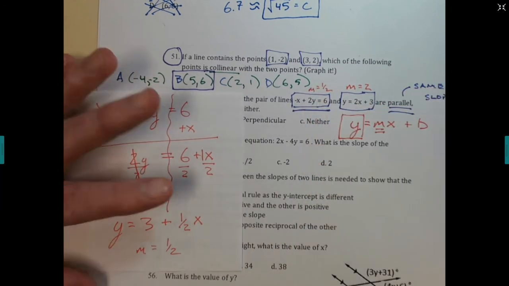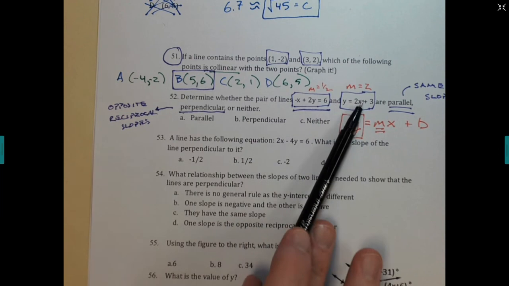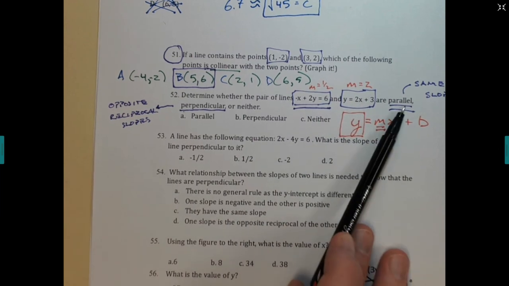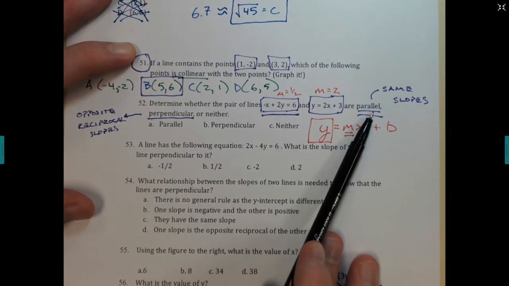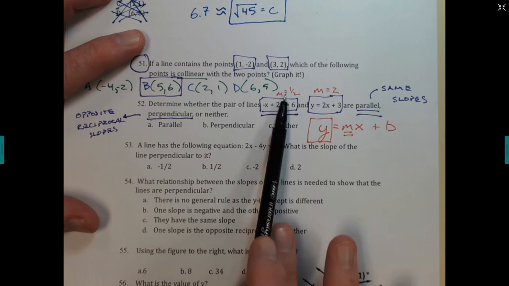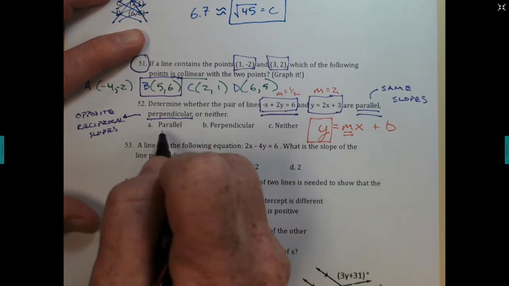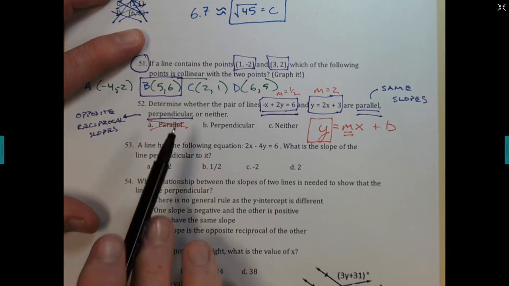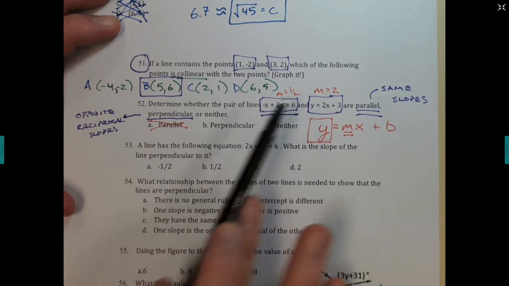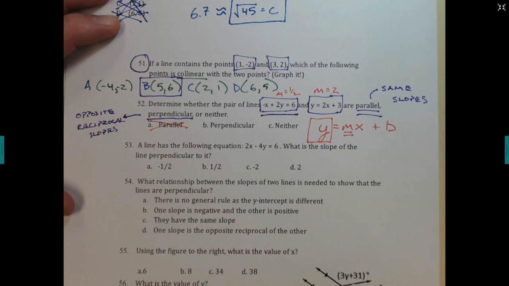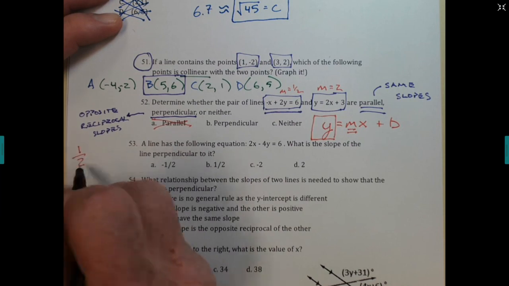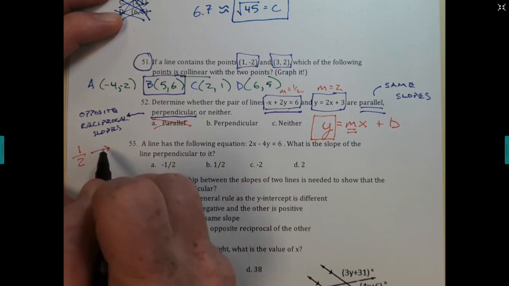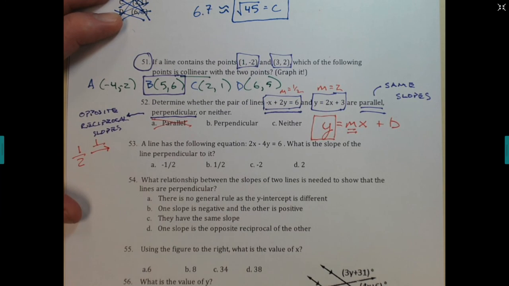The question is, Reese, are my 2 lines, first off, are they parallel? No. Why not? They're not the same. Yeah, I don't have the same slope, so I'm not going to choose parallel. What about perpendicular? Are my slopes opposite reciprocals? No. Well, let's go ahead and see. If I took the number 1/2, what's the opposite reciprocal of 1/2?